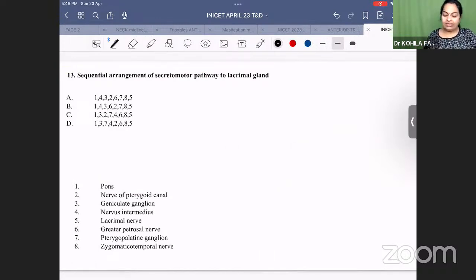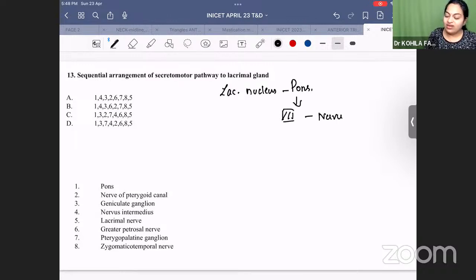Easy. Lacrimal gland. Yes, we'll start the pathway. So where is the nucleus? The lacrimatory nucleus, which is in the pons. The fibers are going to pass through the seventh nerve, its sensory component, nervus intermedius. Now, what is there in the seventh nerve? Geniculate ganglion, right?